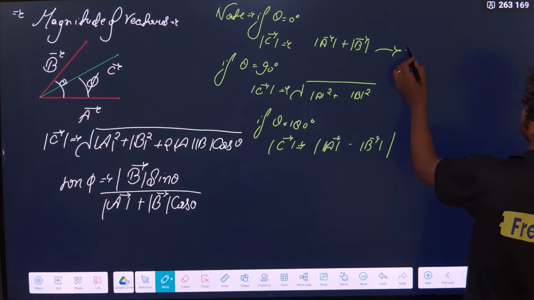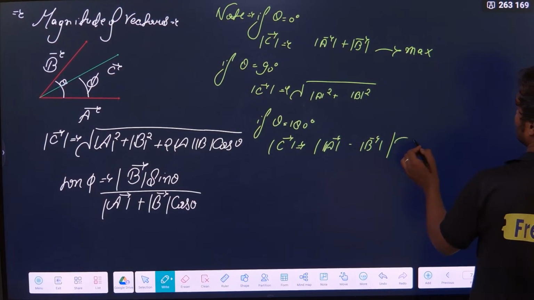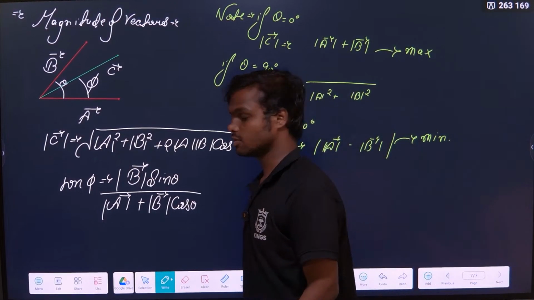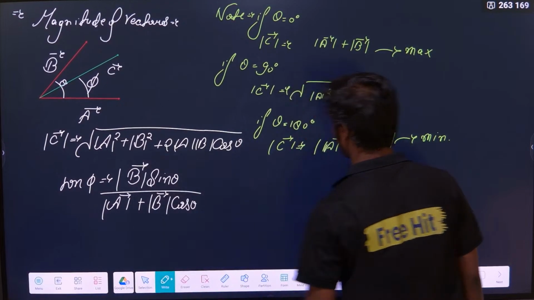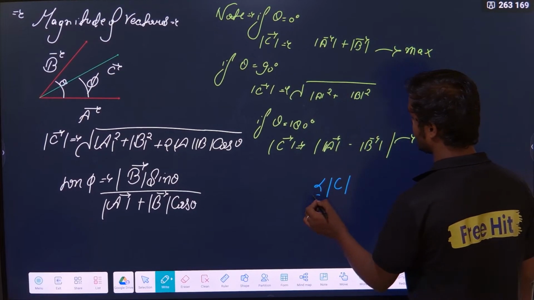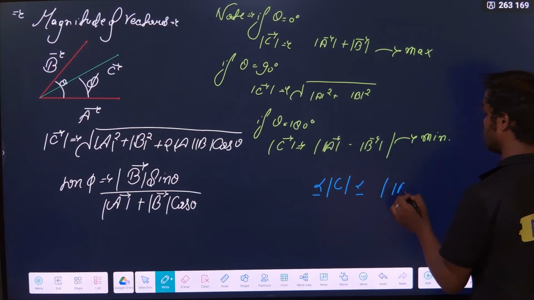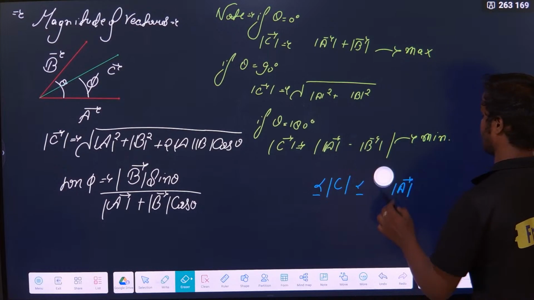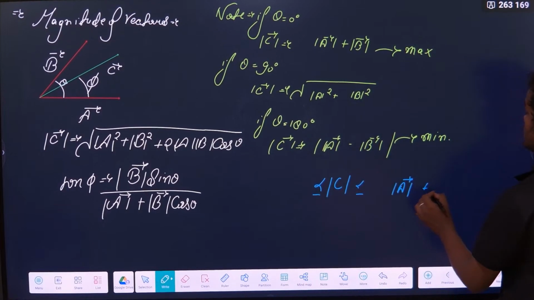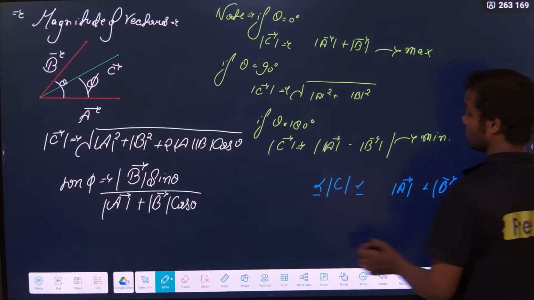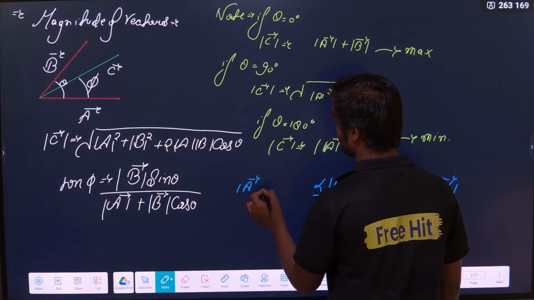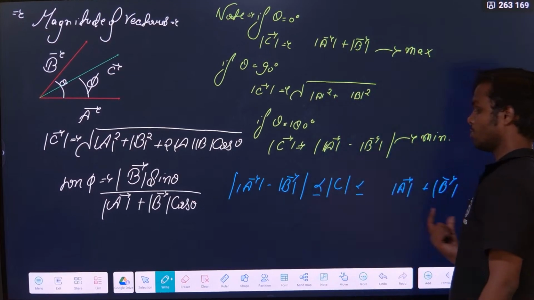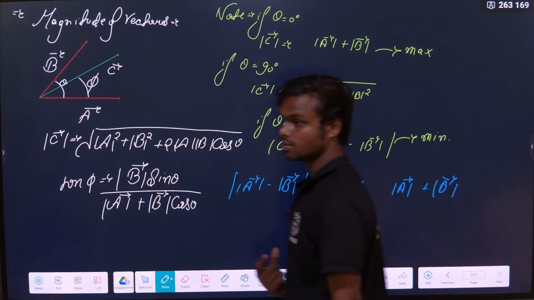So this is called the maximum value, and this is the minimum. So I can say my C vector will always be present between these two values: mod of vector A plus mod of vector B, and mod of vector A minus mod of vector B. It will always lie between these two. Okay, that is the first thing.